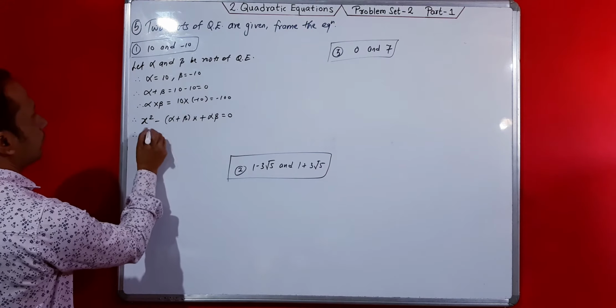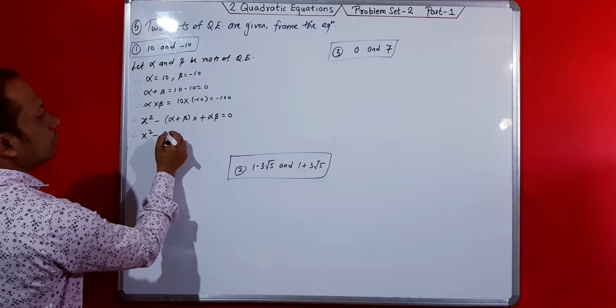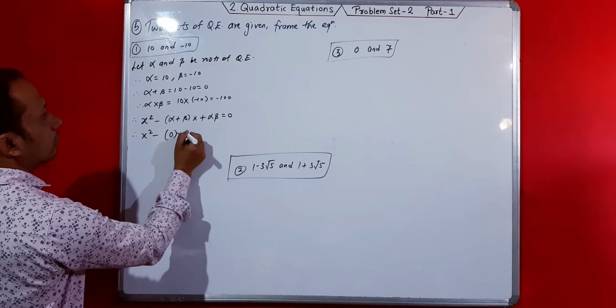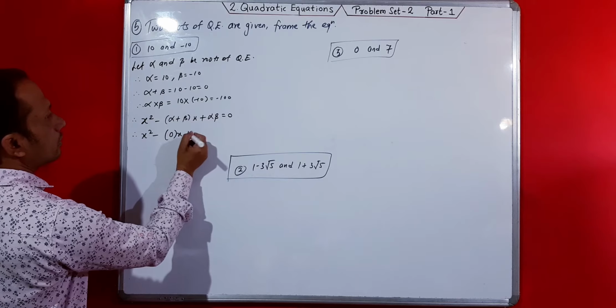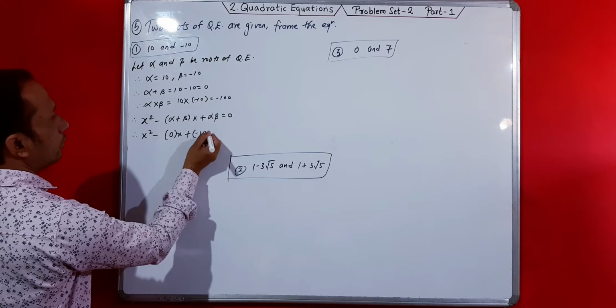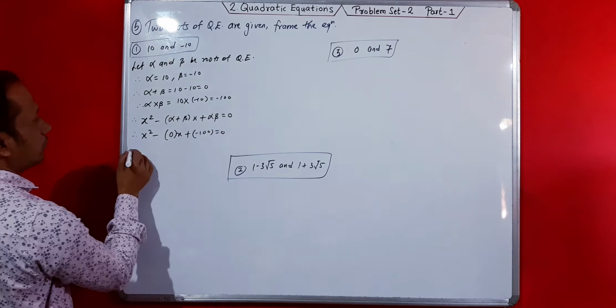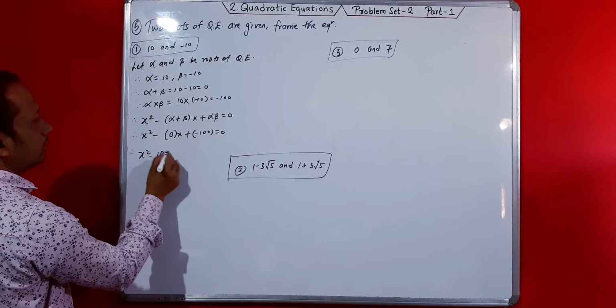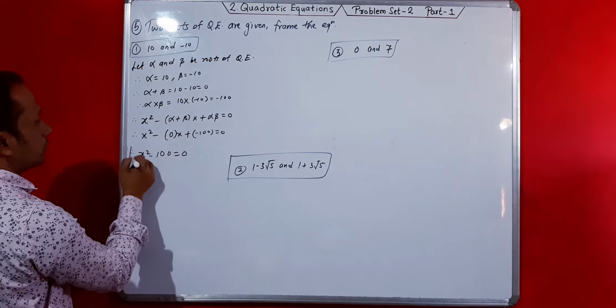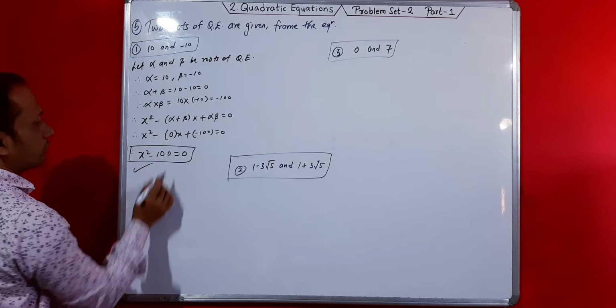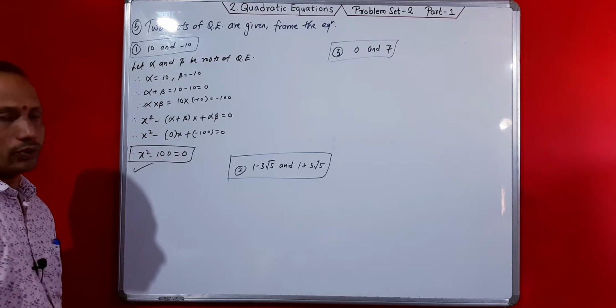Therefore x square minus 0 into x plus minus 100 is equal to 0. Therefore x square minus 100 is equal to 0. So this is the required quadratic equation you have to write. In this way you have to do the calculation.